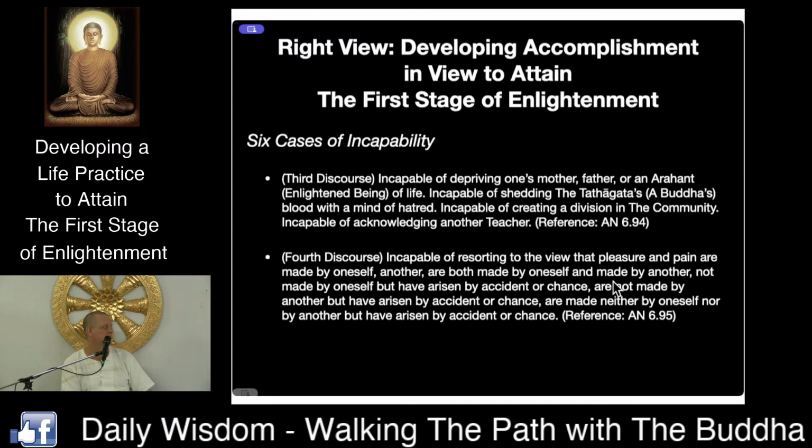So that's the same thing essentially, but not made by another. Are made neither by oneself nor by another, but have arisen by accident and chance. So the Buddha teaches this way to exhaust all possibilities. He's just being very thorough in his teachings to exhaust all possibilities. So what's the cause of discontentedness?